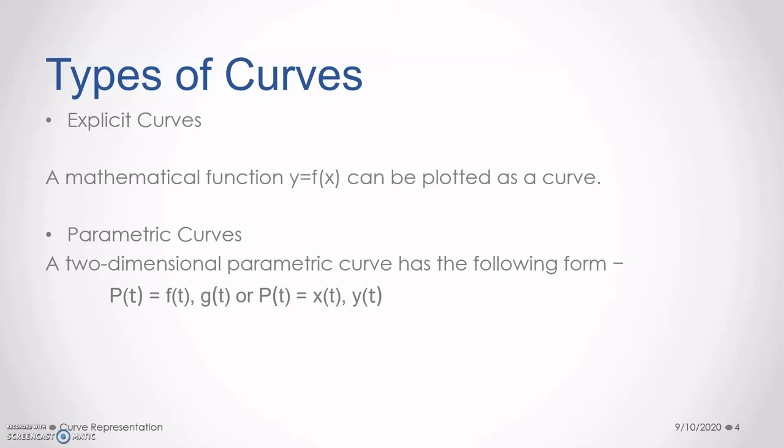So here we have P of t equal to f of t comma g of t, where f and g become the x, y coordinates of any point on the curve, and the points are obtained when the parameter t is varied over a certain interval, the closed interval a comma b. That will normally be the closed interval 0 comma 1, where a is assigned 0 and b is assigned 1.